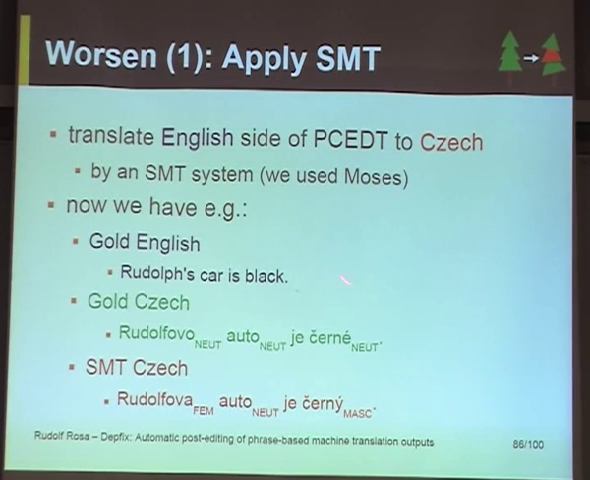So how do we do that? We take the English side of the Prague English Dependency Treebank and translate it to Czech by Moses, which means we will get some errors, which is basically what we want. So now we have the gold English and the gold Czech, which were in the treebank, such as "Rudolf is black" and "Rudolf je černý". And then we have a new Czech version from Moses, which could be, if it's really bad, "Rudolf bolte černý". Usually it isn't so bad, but whatever.